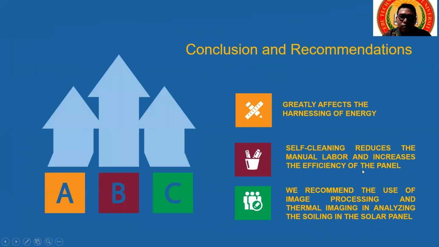So for conclusions and recommendations, we concluded that dust accumulation greatly affects the harnessing of energy, and also affects the efficiency of the harnessing of power of the solar PV. Also, self-cleaning reduces manual labor and increases the efficiency of the panel. So if the solar PV is regularly monitored for dust or regularly cleaned of dust accumulation, it increases the efficiency of the panel. It harnesses more power. And lastly, we recommend the use of image processing and thermal imaging in analyzing the soiling on the solar panel.